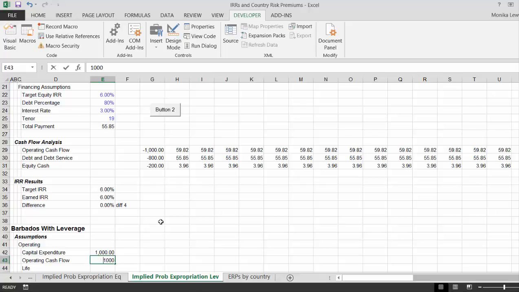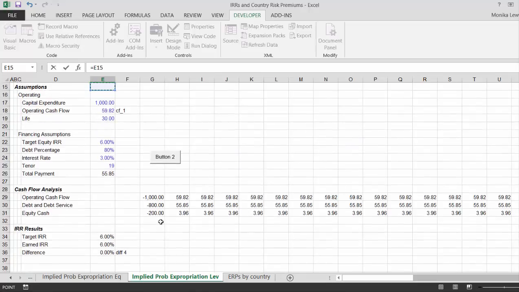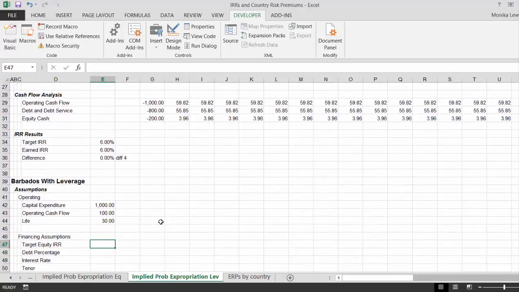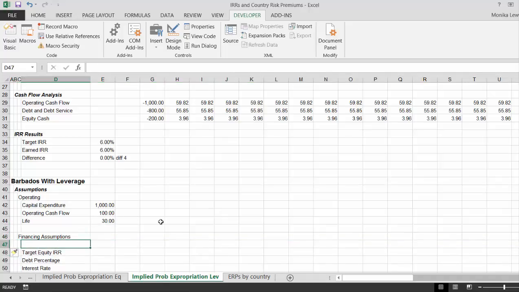I hate that when it does that. I should have a macro. We'll use the same operating life for now. I think that's reasonable. I want to keep it so that for this time the target equity IRR is, let's put in our risk premium.